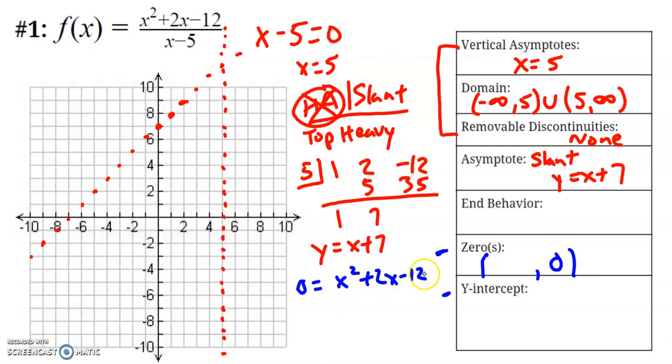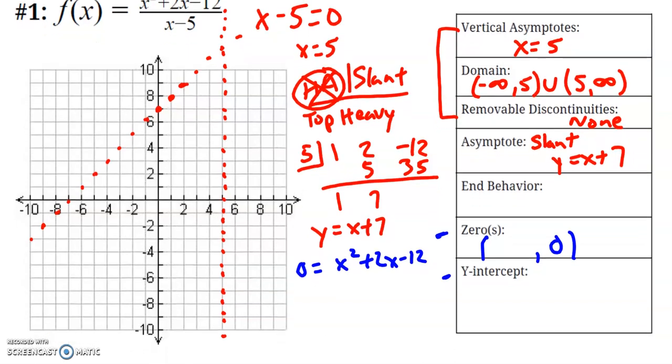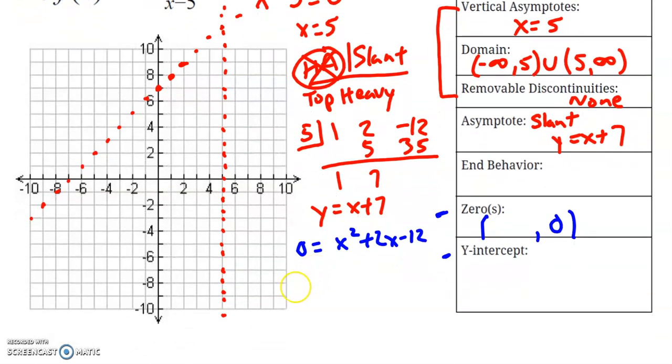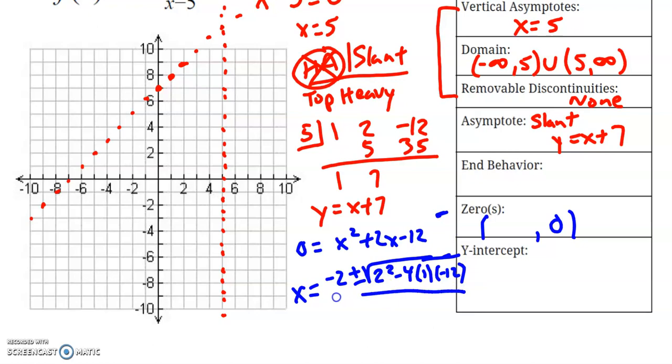We talked about this before. This one does not factor. So what are our options? Complete the square, quadratic formula. I'm assuming most of you will probably pick quadratic formula, which is fine, doesn't matter either way. Opposite of b plus or minus square root of b squared minus 4 times a times c, all over 2 times a.